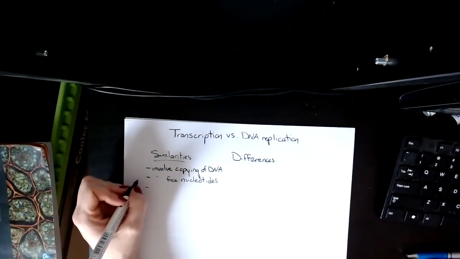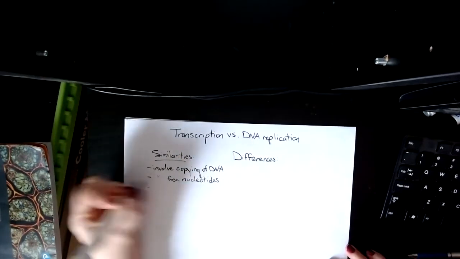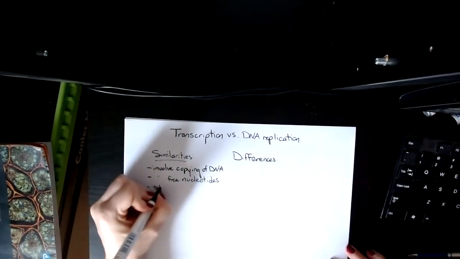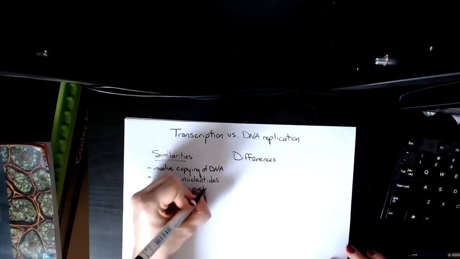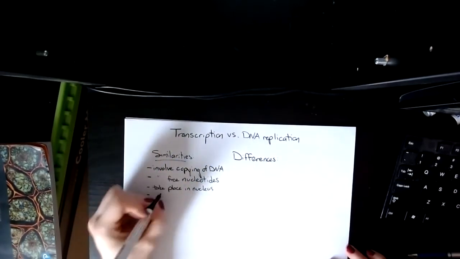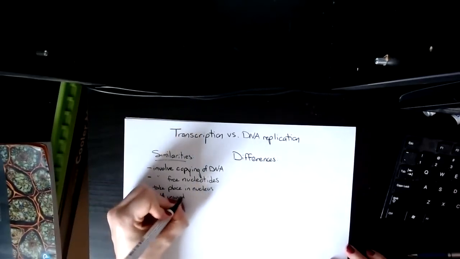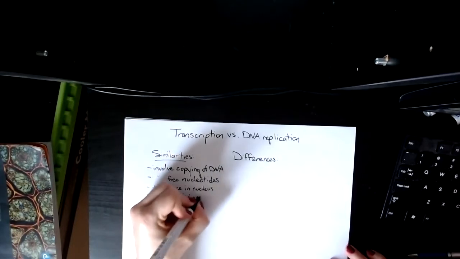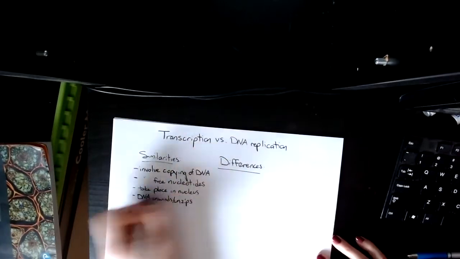You could say that they both take place in the nucleus. And the first step of both is that the DNA has to unwind or unzip. But the similarities pretty much end around there. The differences actually involve a lot of the same ideas.